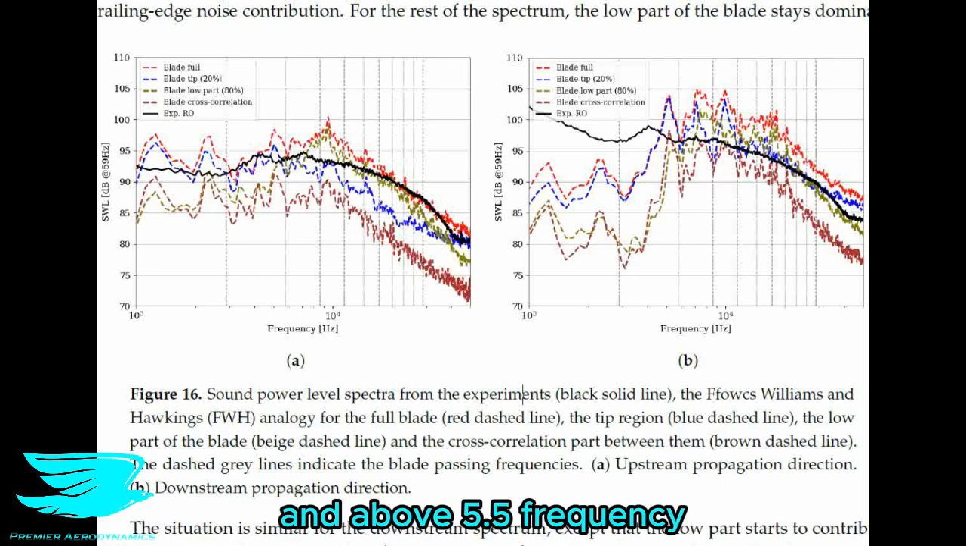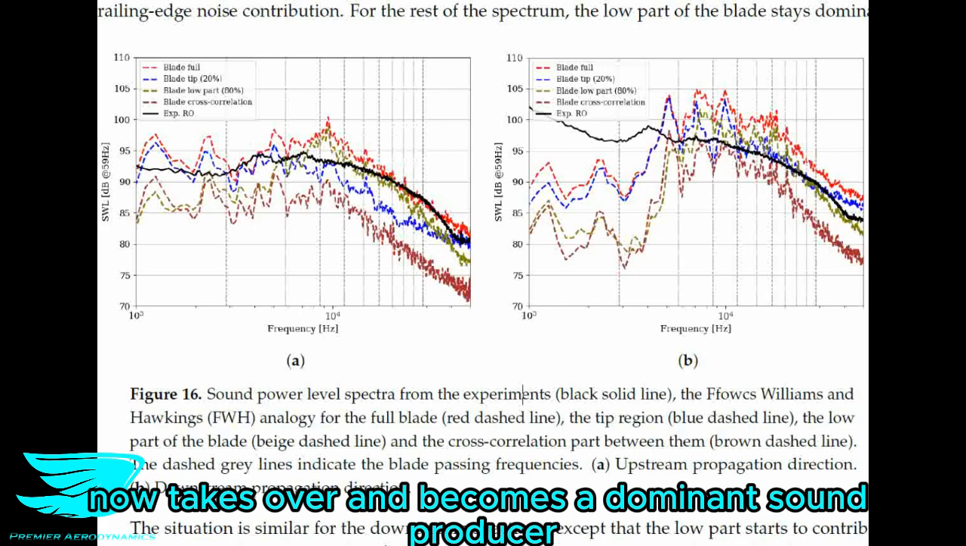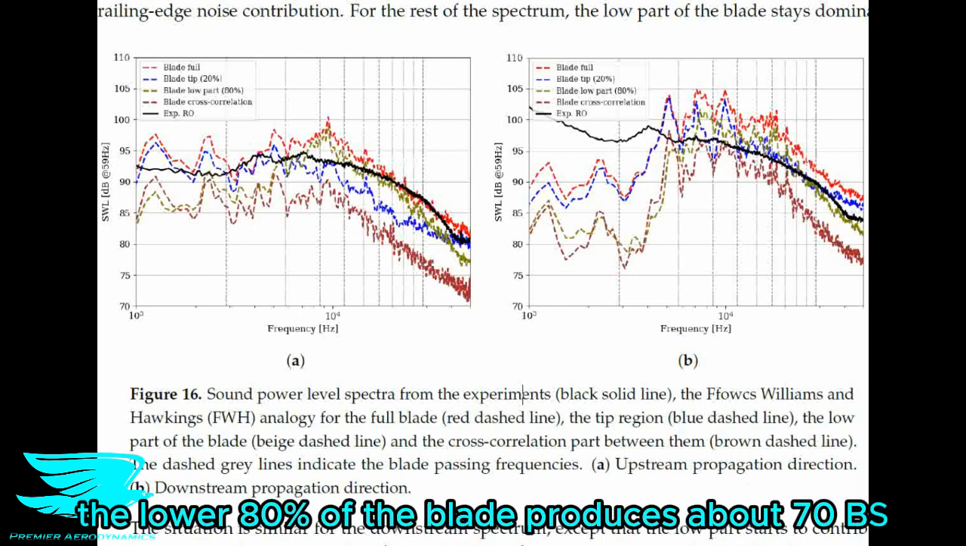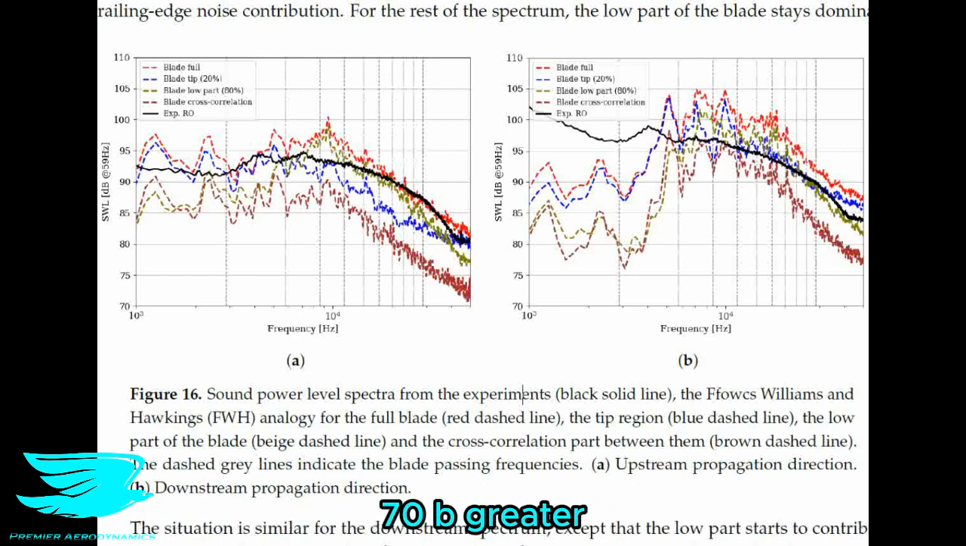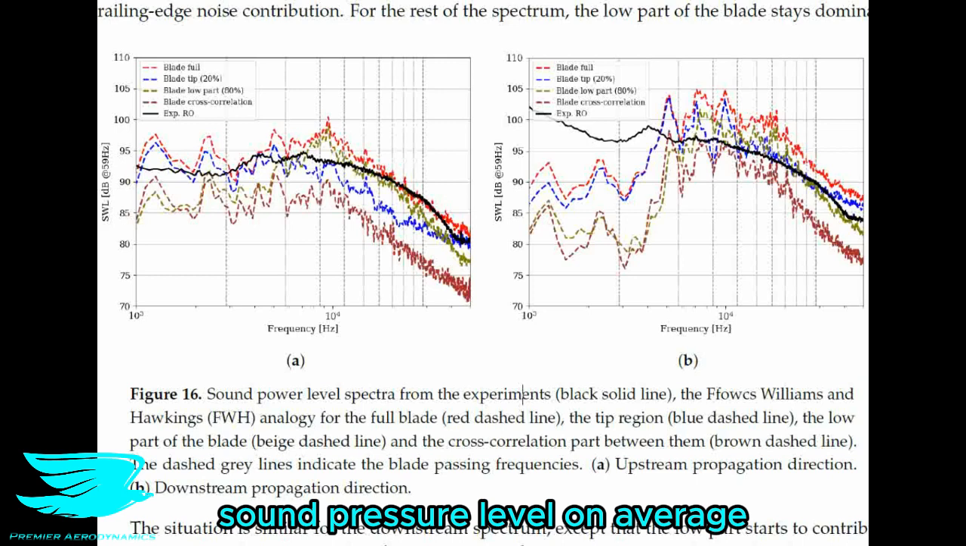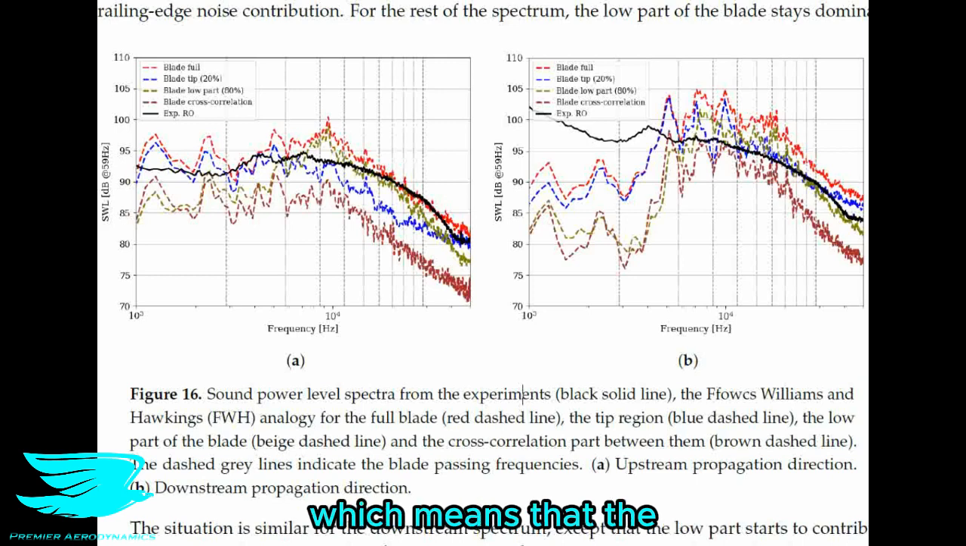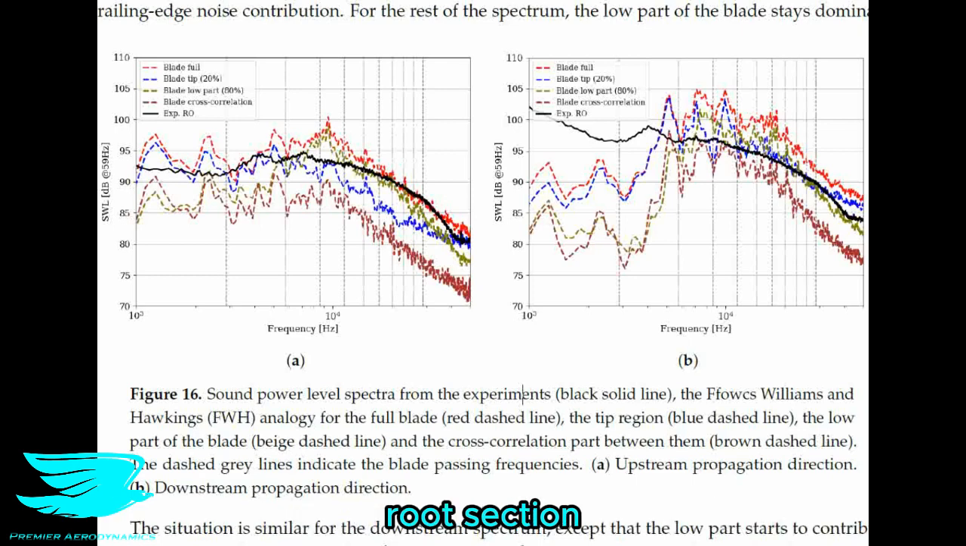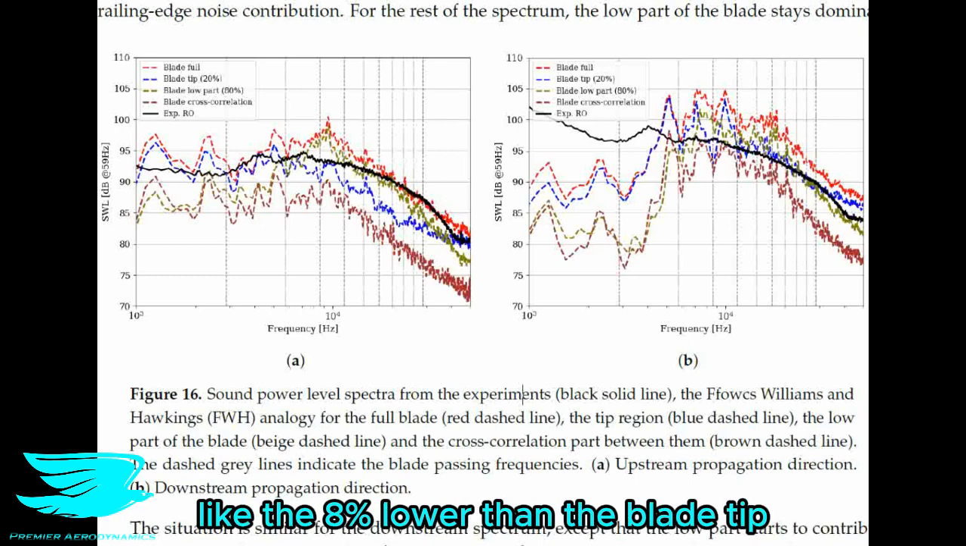And above 5.5 kilohertz frequencies, so high pitched noises, the lower part of the blade now takes over and becomes a dominant sound producer. And above this frequency, the lower 80% of the blade produces about 7 dBs more, let's say 7 dB greater sound pressure level on average, which means that the noise is about 4 times louder from the blade root section, like the 80% lower, than the blade tip.